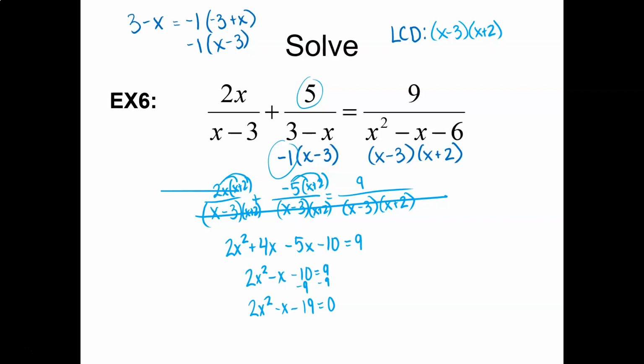No, it does not factor. Alright, and you'll run into a few of these that do not. If it doesn't factor, what are we going to have to do? Quadratic formula or completing the square. This one's hard to complete the square with because you're going to have fractions. So I just do quadratic formula.